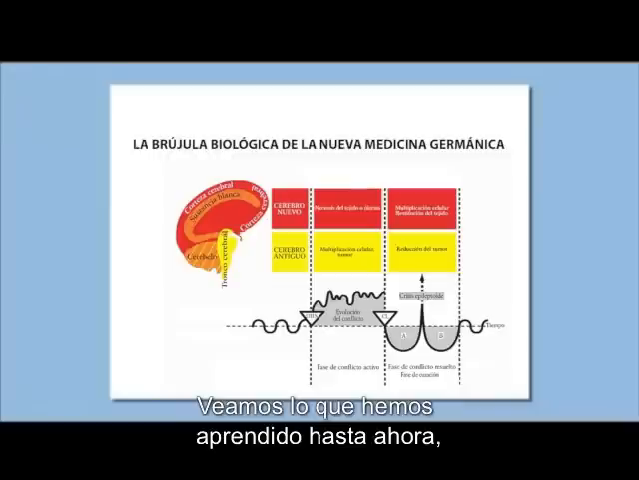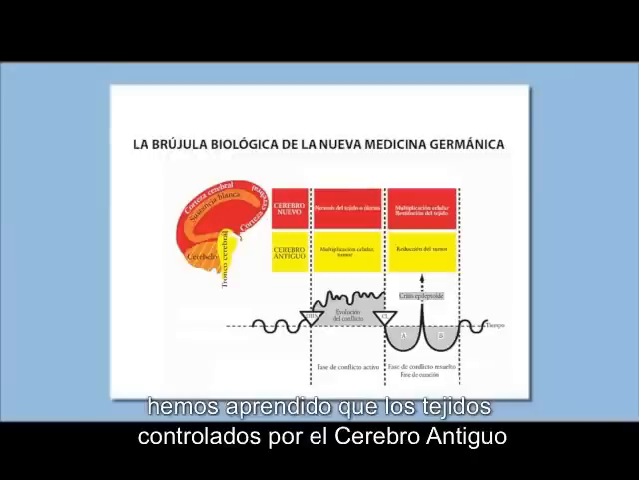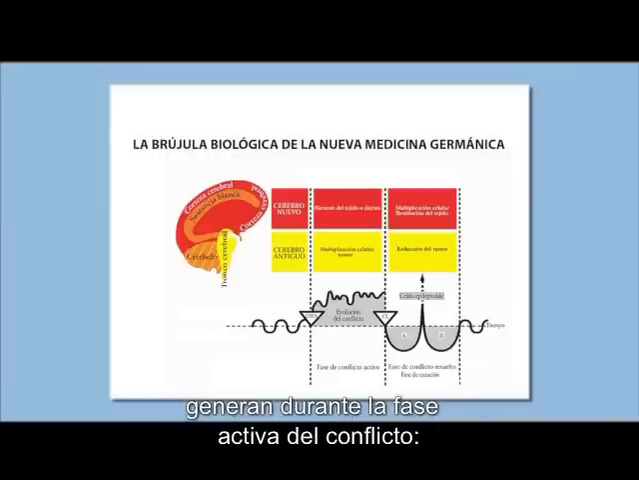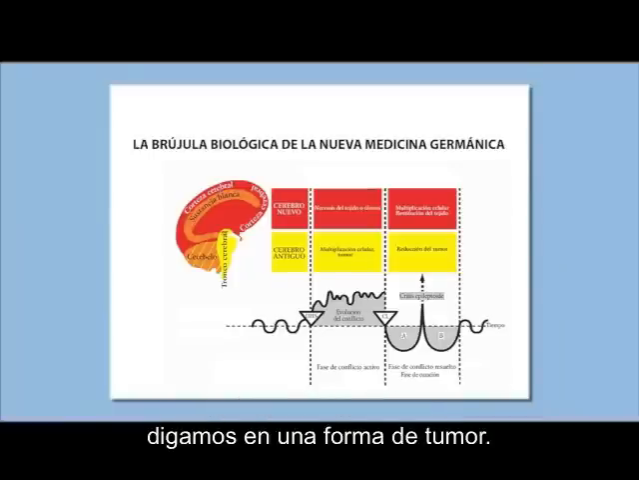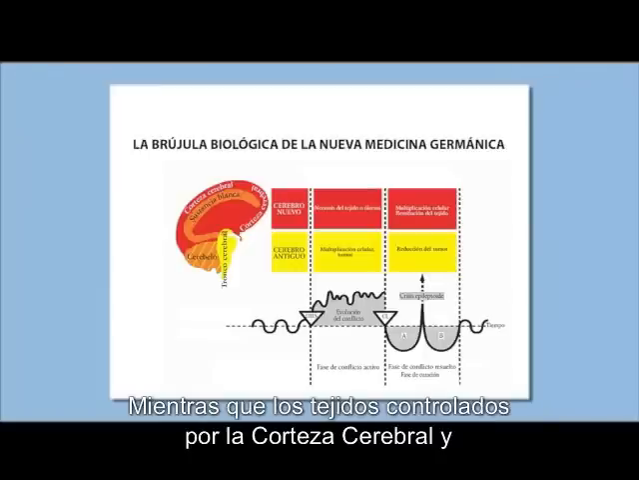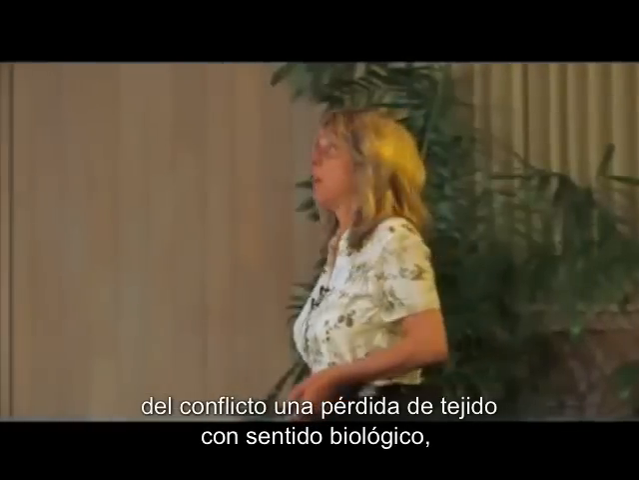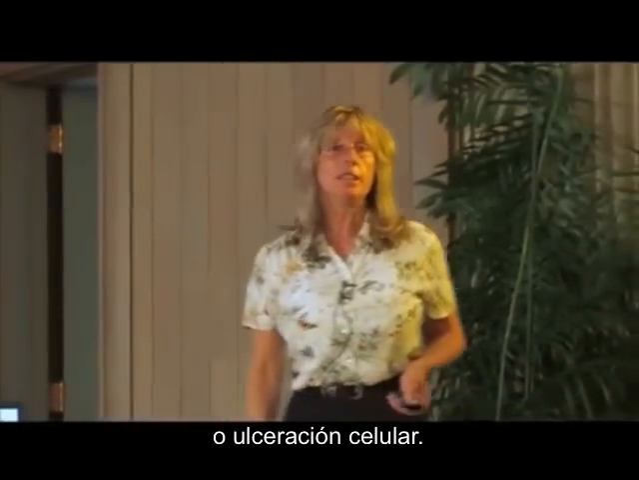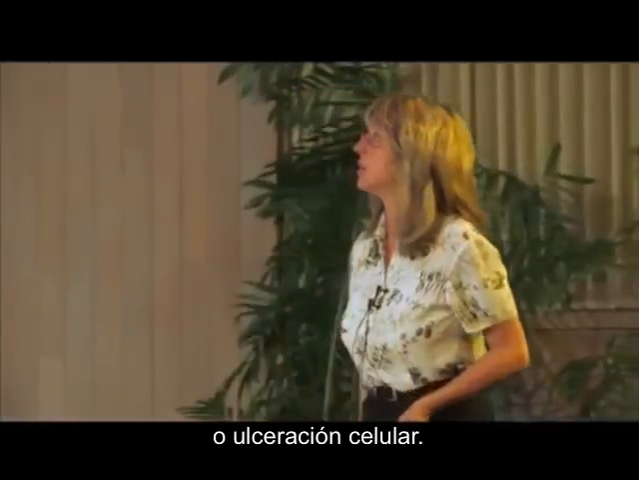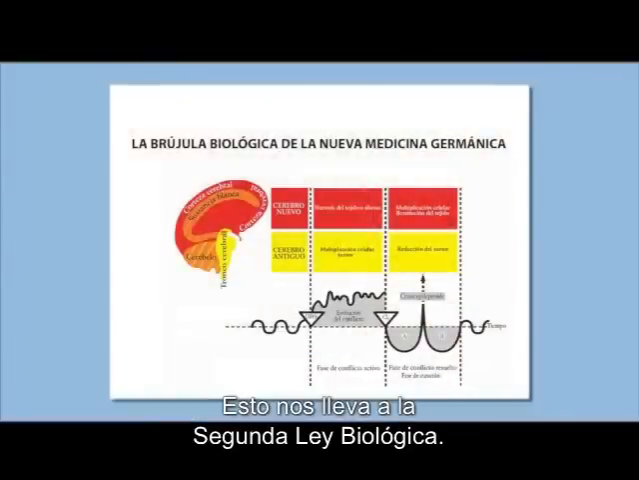We learned that all old brain controlled tissue generates during the conflict active phase cell augmentation, cell proliferation, let's say as in form of a tumor. While all cerebrum controlled tissue, or new brain controlled tissue, generates during the conflict active phase a meaningful, so biologically purposeful, tissue loss or cell loss. This takes us now to the second biological law.